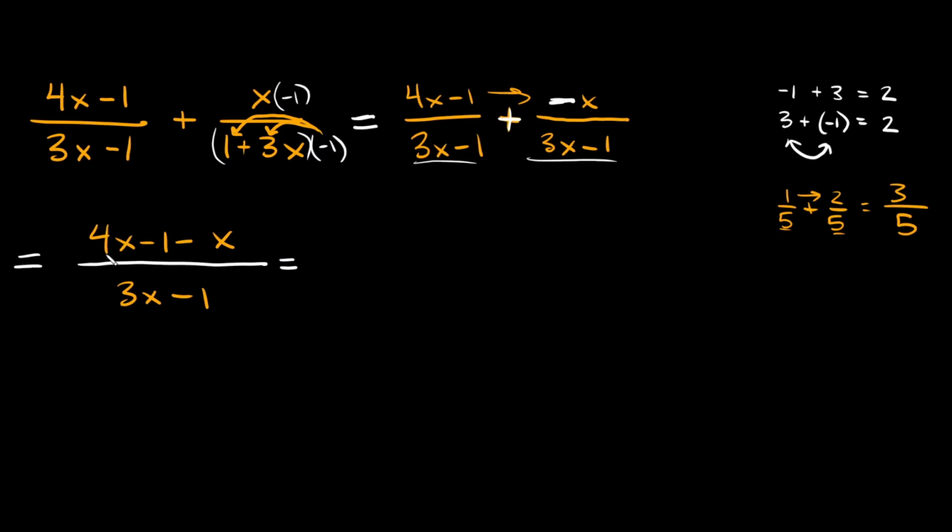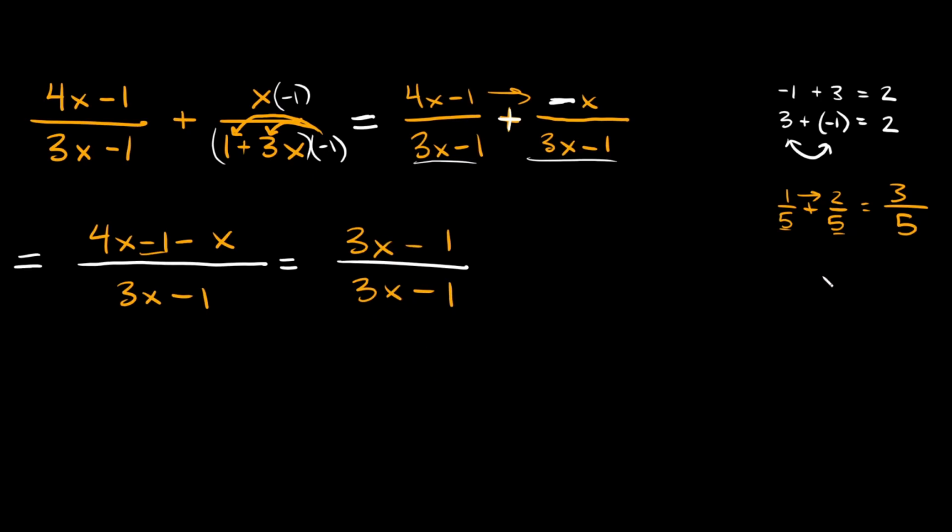Okay, now can we simplify anything? Well, yeah, we can simplify 4x minus x because that's equal to 3x, right? 4x minus x is equal to 3x. And then we still have this minus 1 right there, so 3x minus 1. And then that's going to go over the same thing, right? 3x minus 1.